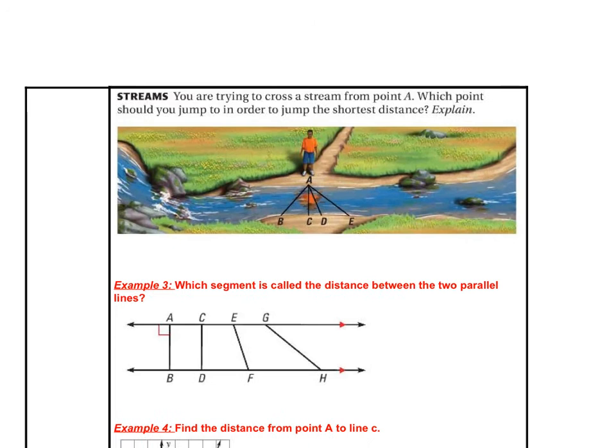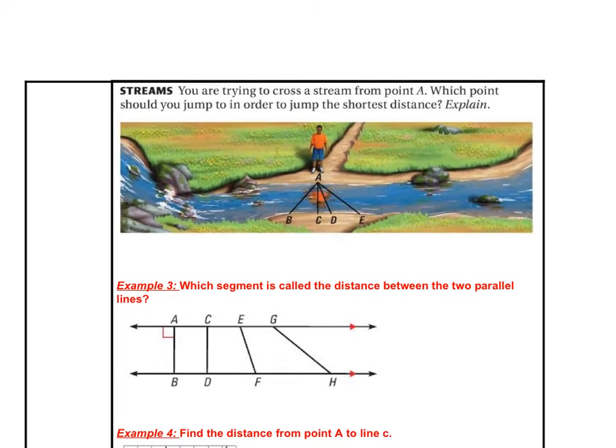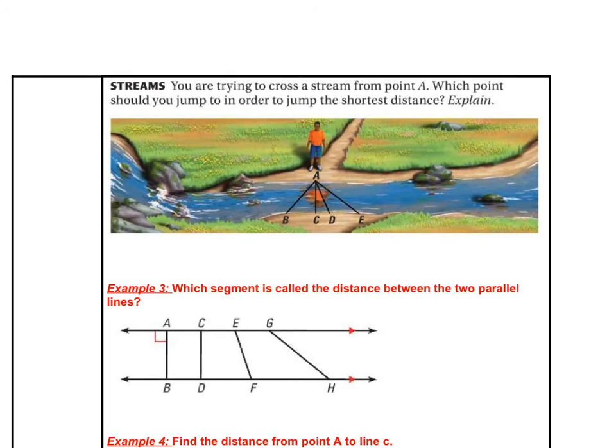So if you're trying to jump across a stream from point A, which point should you jump to have the shortest distance? Which one, guys? So you should jump to point C because at point C it is perpendicular. And remember, the shortest distance is always going to be the perpendicular line. Because it's perpendicular. It says to explain, so there we go.